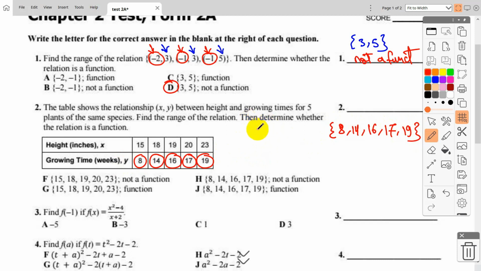The second part requires determining whether the relation is a function or not. I'll take a look at the x coordinate, which is 15, 18, 19, 20, 23. There is no repetition in the x coordinate, so it's a function. So letter J will be the correct answer for this question.